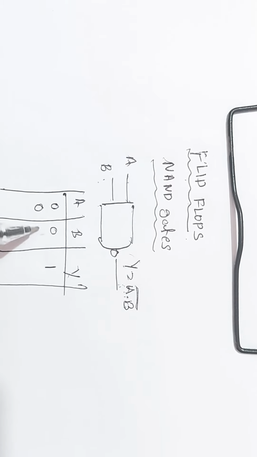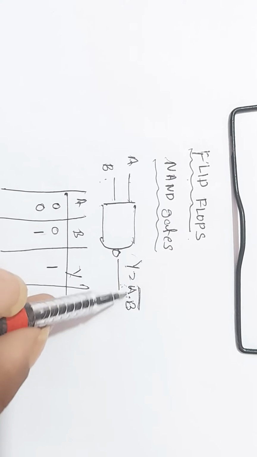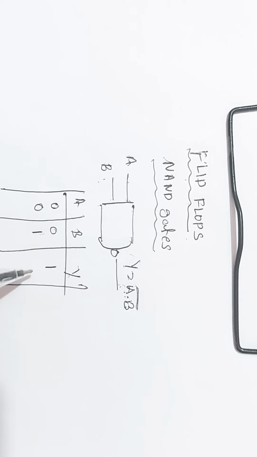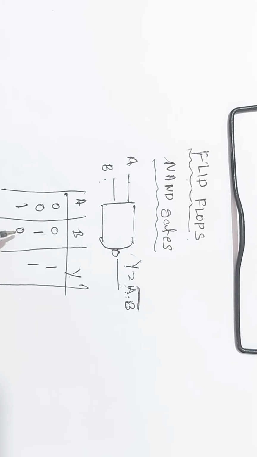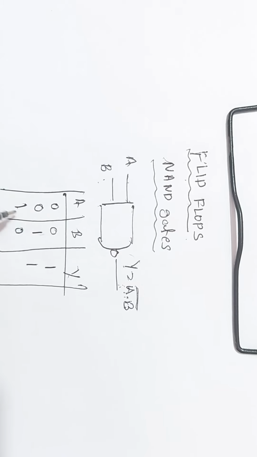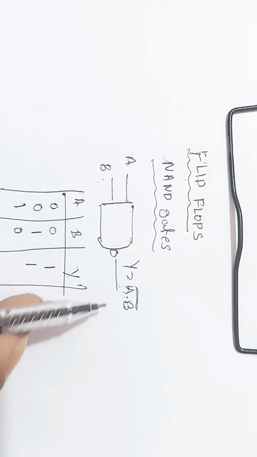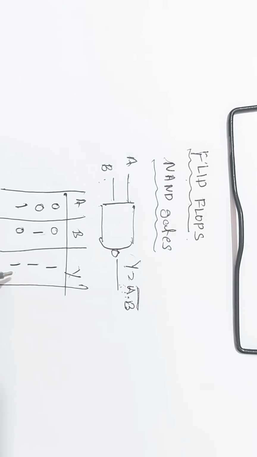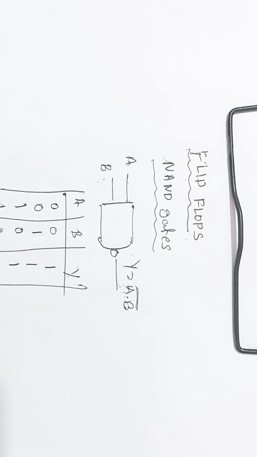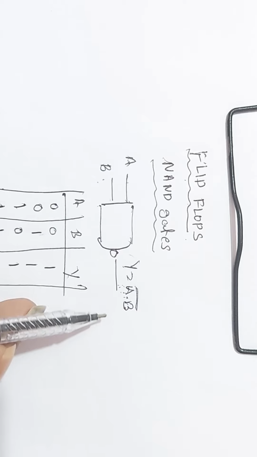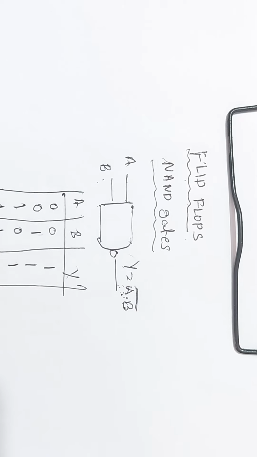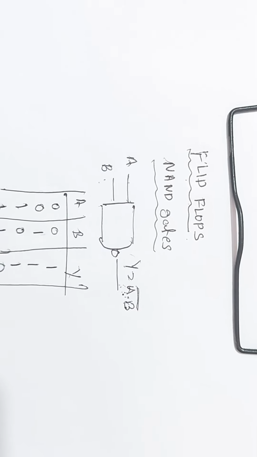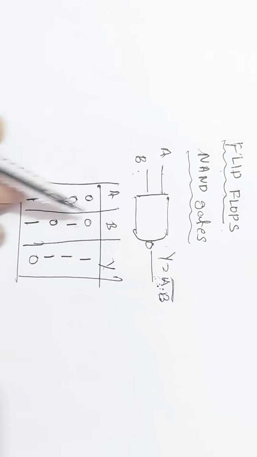When input A is 0, input B is 1, again 0 into 1 is 0, complementary 1, output is 1. If the input A is 1, input B is 0, again 1 into 0 is 0, complementary 1, output is 1. If both inputs A and B are 1 and 1, what is the output? 1 into 1 is 1, complementary 0.